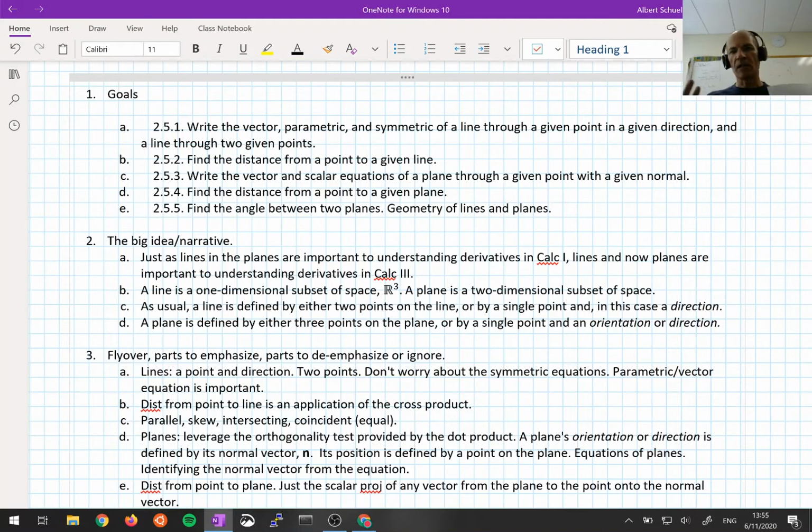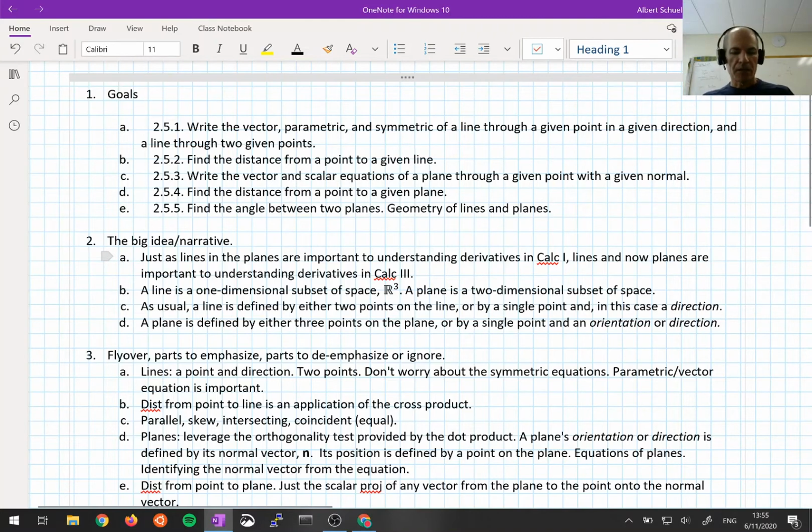A line is still a line. In 3 dimensions, 2 points define a line, or a point and a direction define a line. Planes are new. Planes have an orientation and a position. And we're going to describe the orientation of a plane by specifying a vector that is normal to the plane, that's perpendicular to the plane. And then we're going to specify the plane's position by specifying a point that lies on the plane. So if we specify a point on the plane and a normal direction, we can get the entire variety of possible planes in 3-dimensional space.